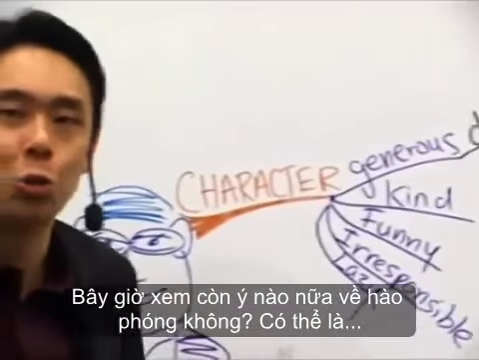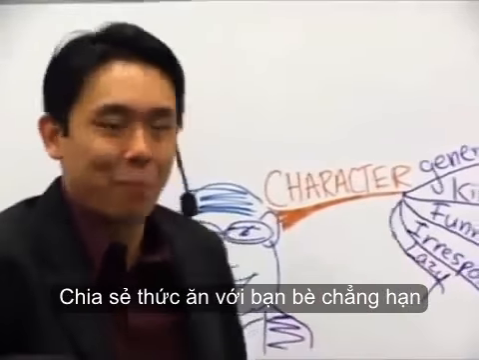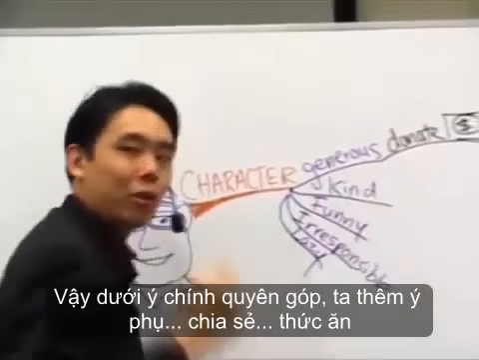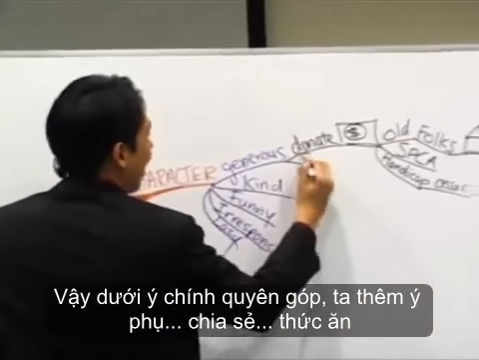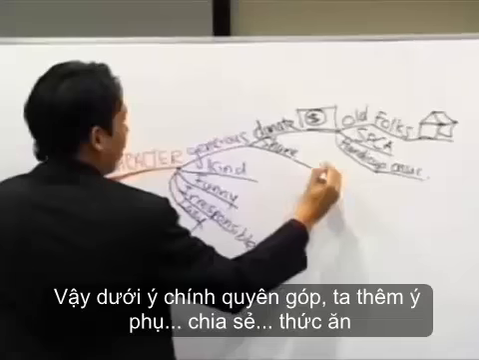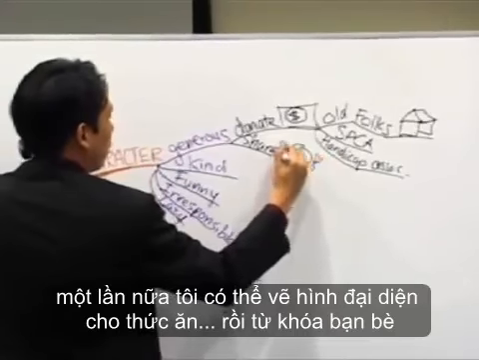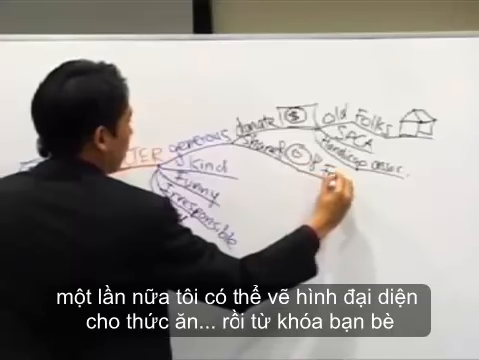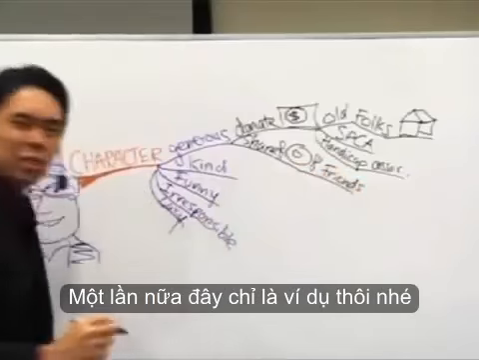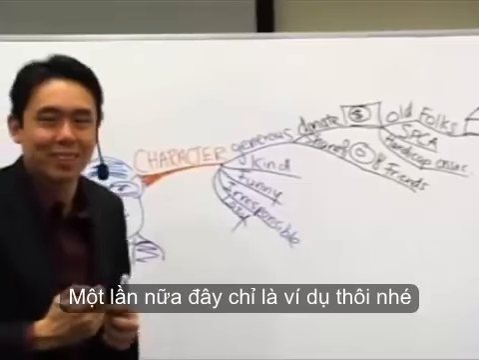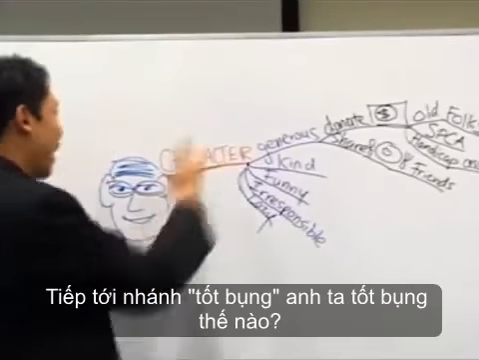Now, let's look at why else is he generous? Maybe he likes to share his food with his friends, for example. Okay, so under generous, you can put on the next main point, which is share food. Again, I could draw something to represent food. Friends. Again, it's a strange way of being generous. I'm just giving an example here, right? Some crazy examples.